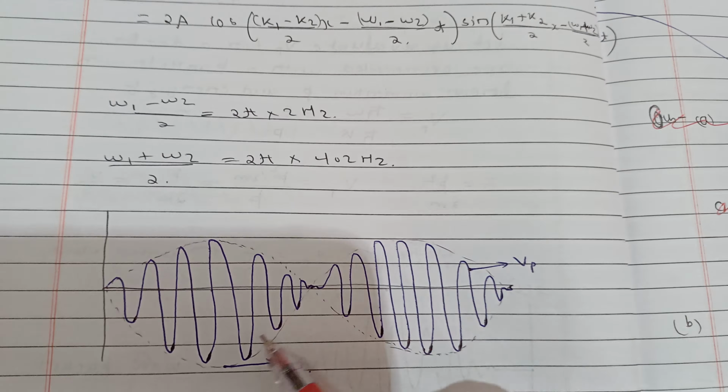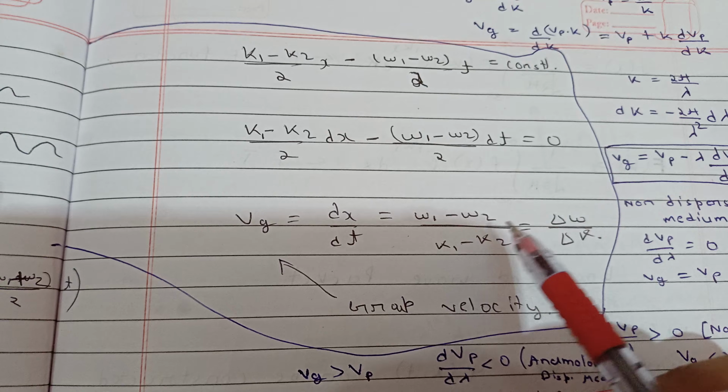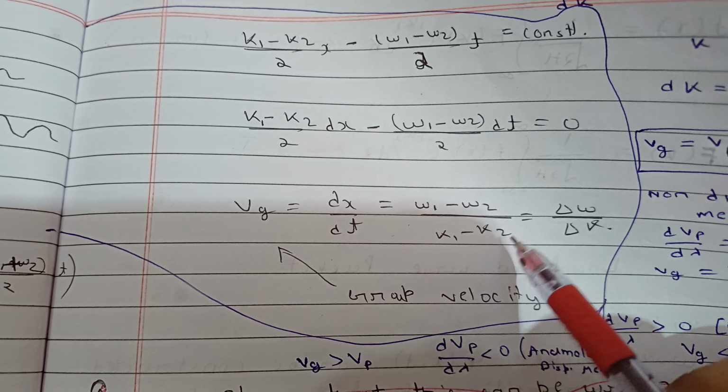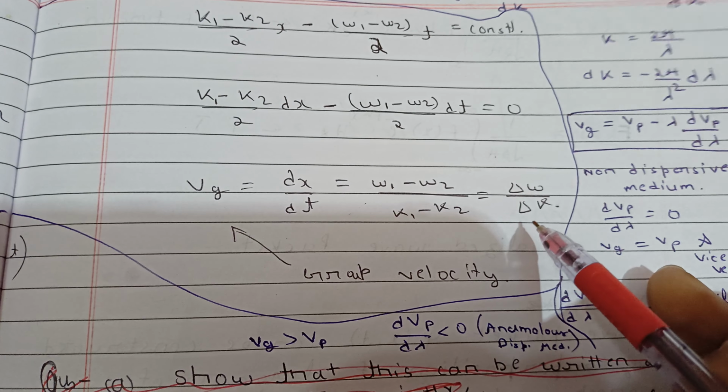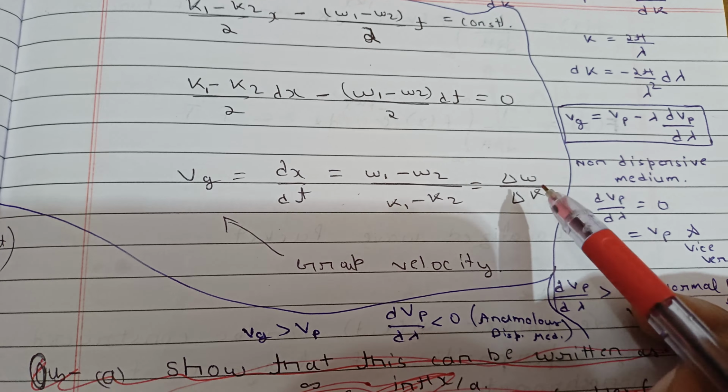Now let's find the velocity from this second term. So this is also phase, so this will remain constant. Now from here you will get dx/dt as (omega 1 minus omega 2) divided by (k1 minus k2), and here it will give you like del omega by del k. So this expression is the same as for the group velocity. So this will give you the velocity of the wave packet. This is called the group velocity, means at what speed this complete packet is traveling. So that is group velocity.